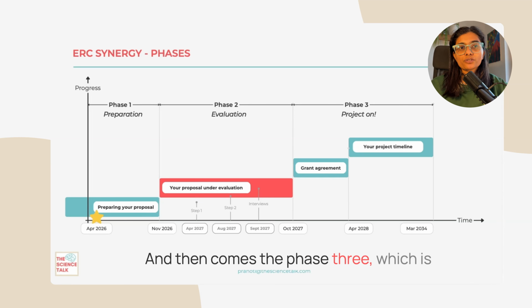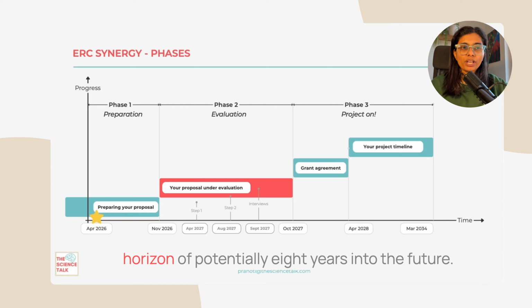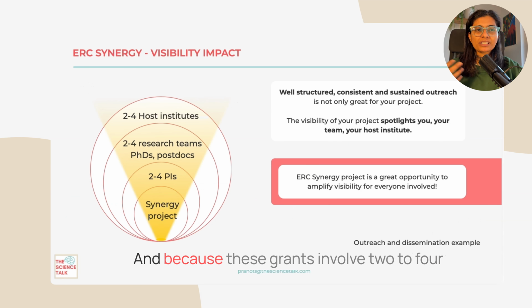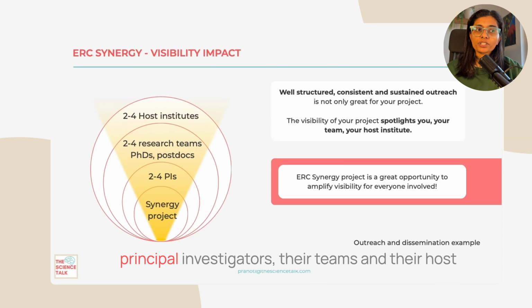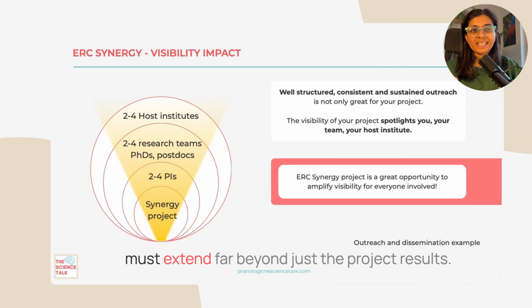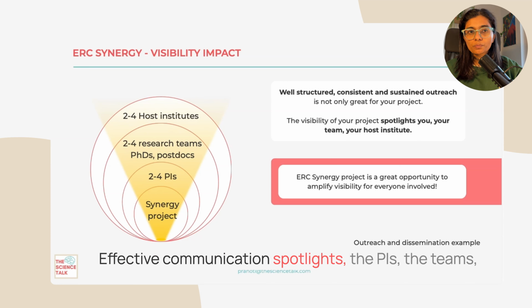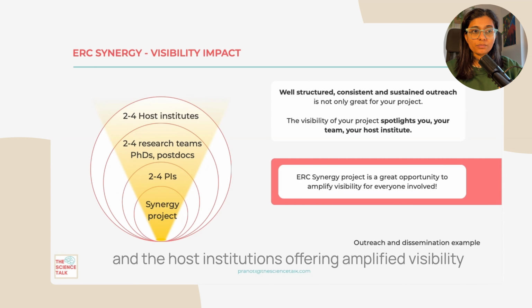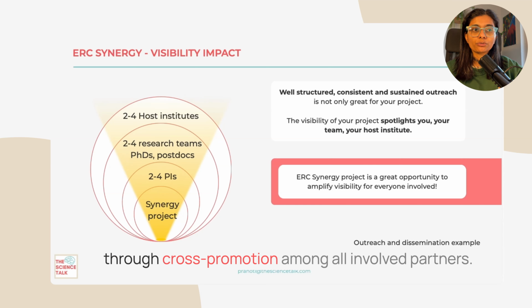And then comes Phase 3, which is when the project runs, giving us a planning horizon of potentially 8 years into the future. And because these grants involve 2 to 4 principal investigators, their teams, and their host institutions, the scope of visibility and dissemination must extend far beyond just the project results. Effective communication spotlights the PIs, the teams, and the host institutions, offering amplified visibility through cross-promotion among all involved partners.